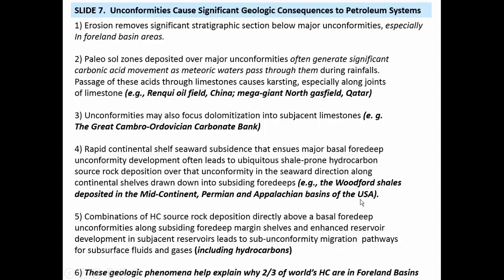Or square miles, and you get huge source rock development. And that's what you have in the Woodford shales in the mid-continent, Permian Basin, Appalachian basins. It's a combination of the hydrocarbon source rock deposition above this unconformity, basal unconformity along the margin, enhanced reservoir development in the sub-unconformity reservoirs, which leads to sub-unconformity migration pathways for subsurface fluid and gases, including hydrocarbons.